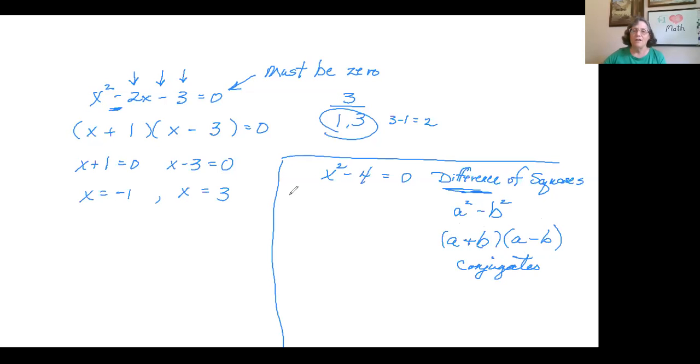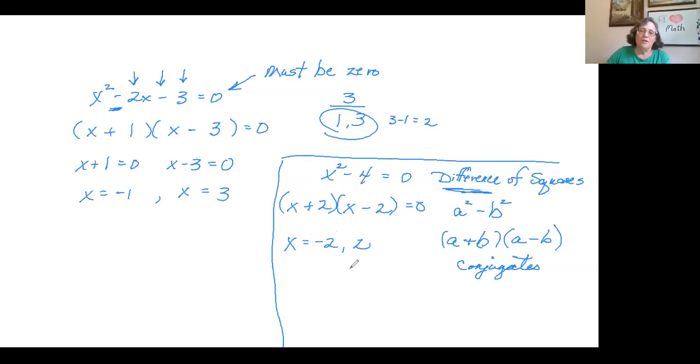So this will factor into x and x, the square root of the first one, a plus and a minus, and then the square root of 4 is 2 and 2. If you multiply this out, you'll see that the middle terms cancel. So the answer to this one is -2, and the answer to this one is +2.